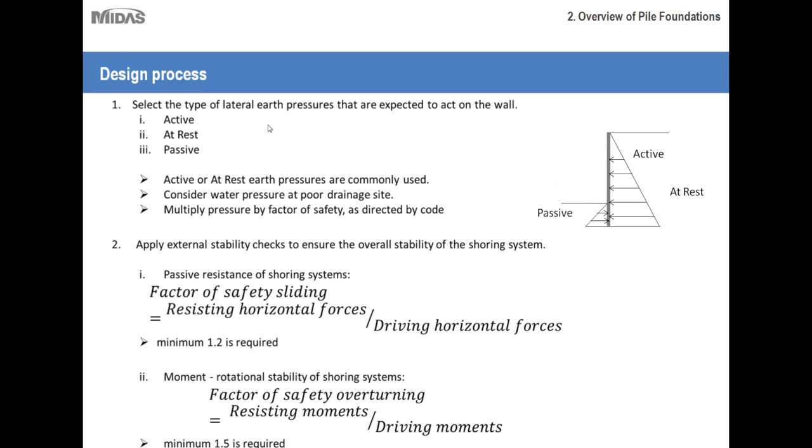So once you have the types of lateral earth pressures calculated, the next thing you need to do is to apply external stability checks to ensure the overall stability of the shoring system. This is done just by getting the ratios, or your factors of safety. For your passive resistance of shoring systems, the factor of safety of the sliding resisting horizontal forces divided by the driving horizontal forces needs to be about a 1.2 minimum.